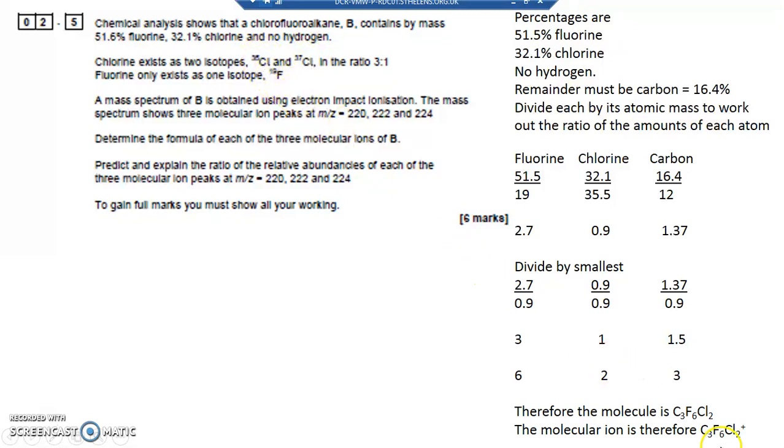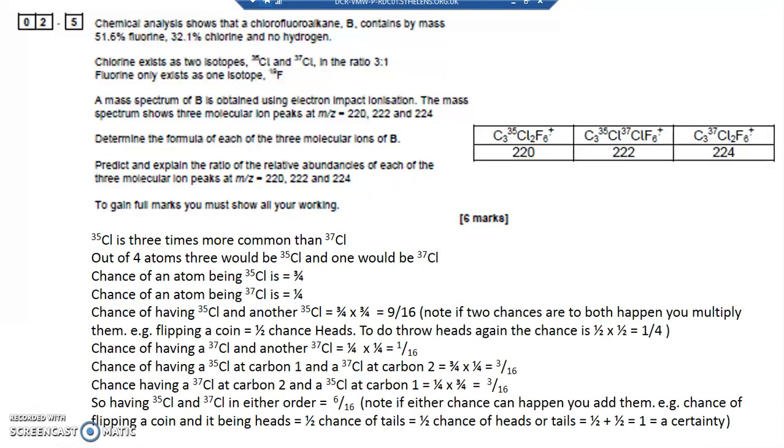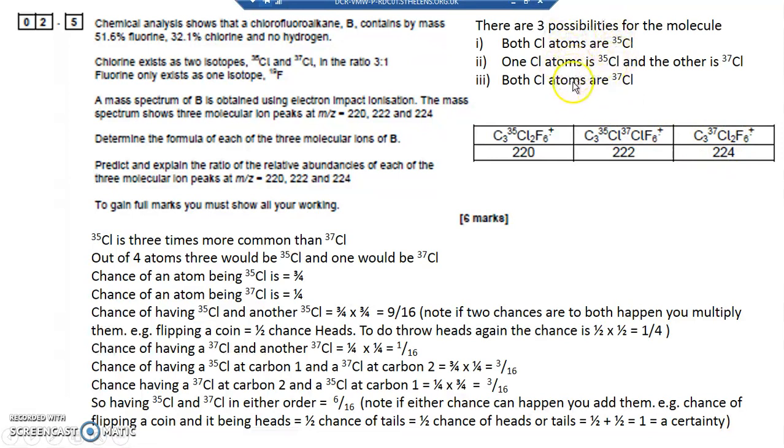So they've either got to be both 35s, one of each, or 2 37s. If you add up the MR with 2 35Cls, that's going to give the lowest MR at 220. A 35 and a 37 will give a slightly higher MR at 222, and 2 37s will give a 224. So that then gives you this here. Okay, so those are the combinations.